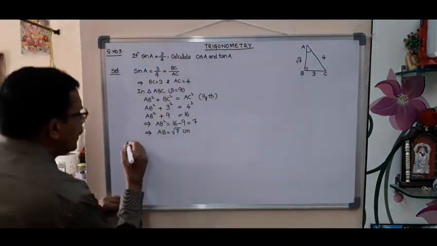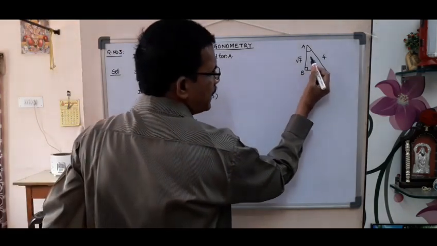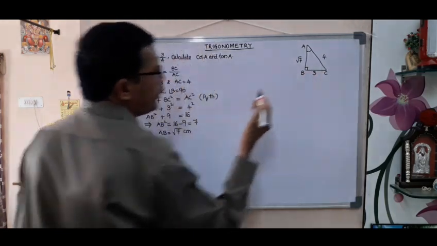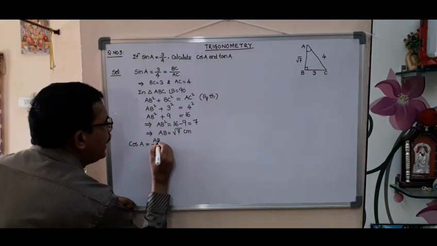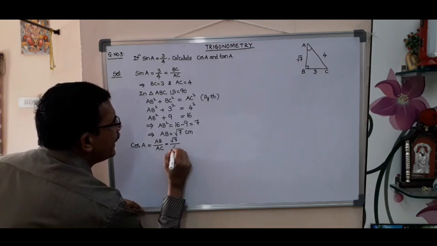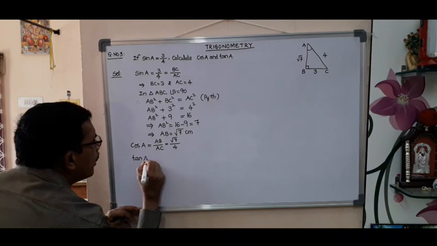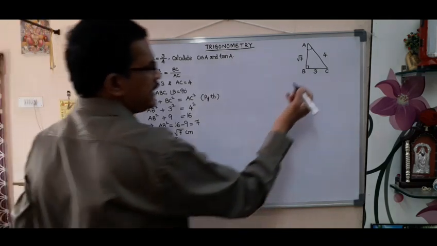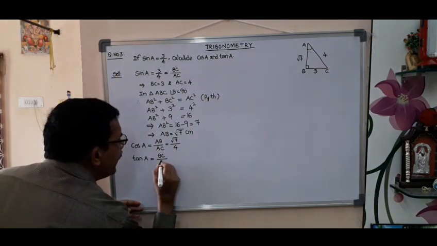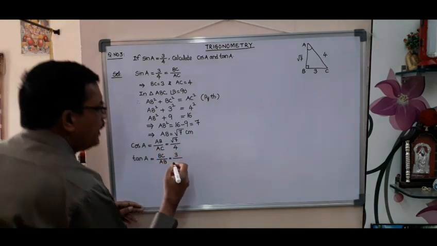Now let us find cos A. Cos A is equal to, with respect to A, cos theta definition, adjacent side to theta by hypotenuse. So AB by AC. AB length is root 7 and AC length is 4. Now tan A. With respect to A, this is opposite side and this is adjacent side. So BC by AB. BC length is 3 and AB length is root 7.